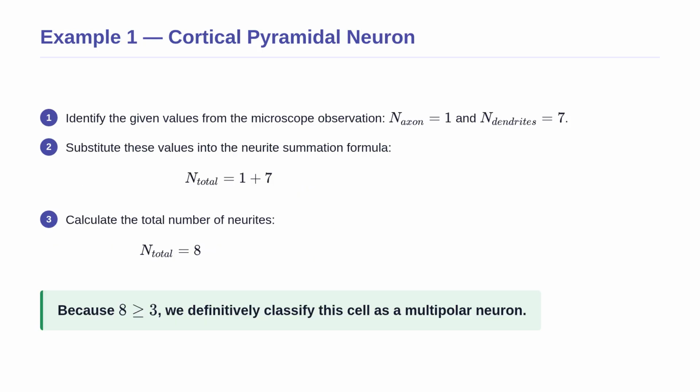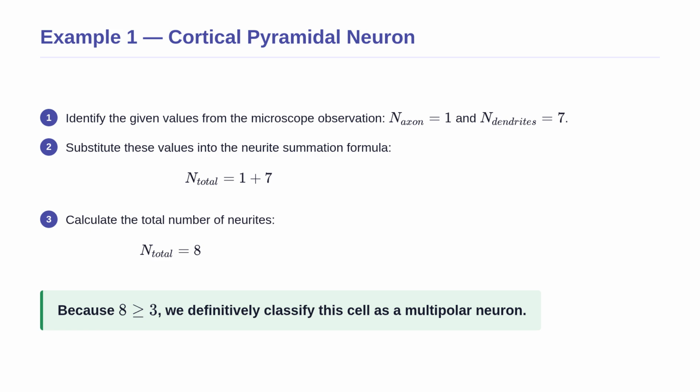Before we move on, let us see this formula in action with a concrete example. A researcher is examining a pyramidal neuron in the cerebral cortex. She observes exactly 1 axon extending downward and exactly 7 distinct dendritic branches extending outward. We are asked to calculate the total number of neurites and classify the cell.